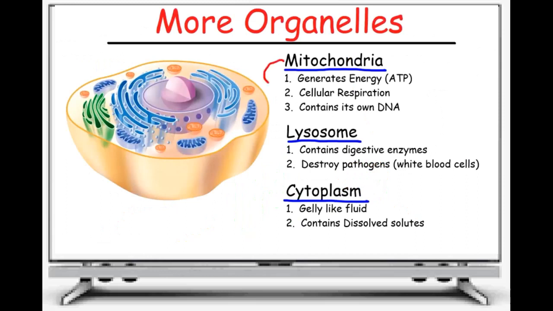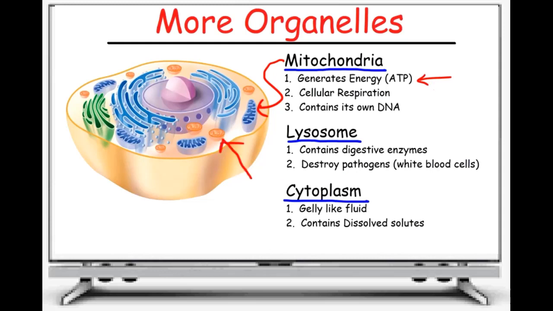The next one is the mitochondria. Now the mitochondria has its own separate DNA. It's different from the DNA of the cell. And its job is to perform cellular respiration. In that process, it takes the energy stored in fats and carbohydrates and converts it to a molecule known as ATP, adenosine triphosphate. Next up, we have the lysosome.